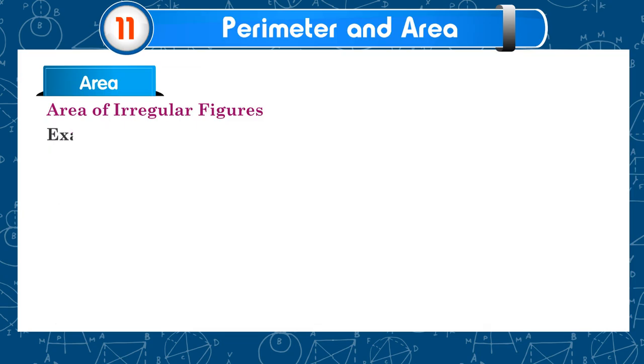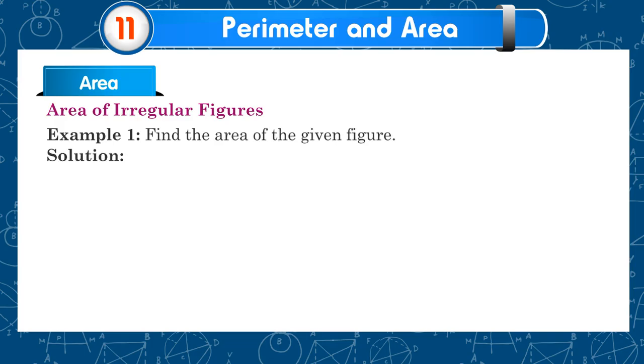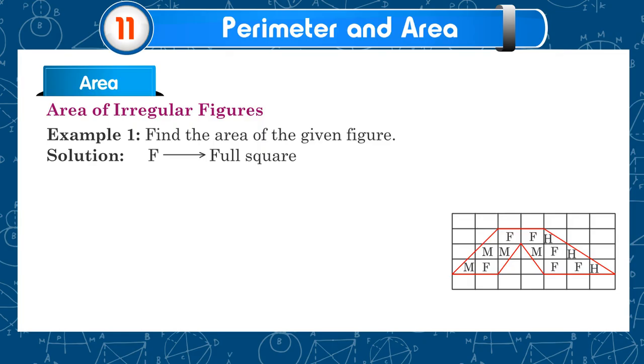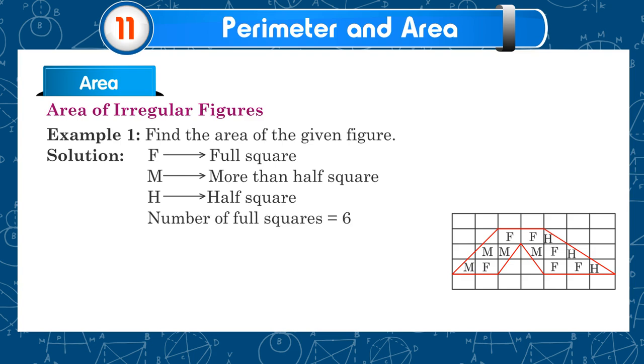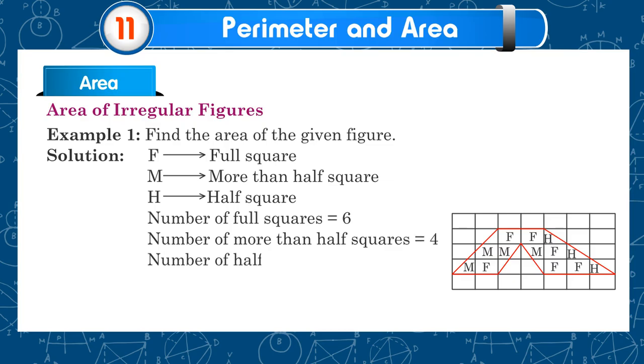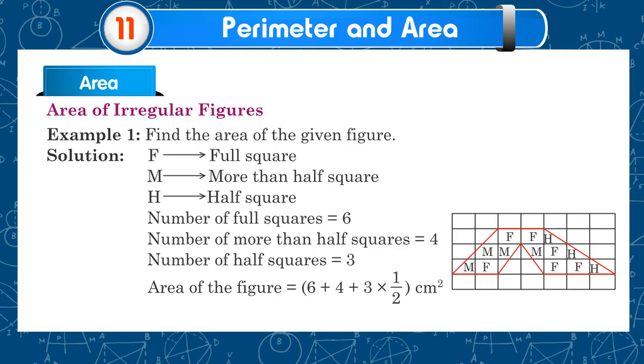Example 1. Find the area of the given figure. Solution. F is the full square, M more than half square, H half square. Number of full squares is 6. Number of more than half squares is 4. Number of half squares is 3. Area of the figure is (6 + 4 + 3 × 1/2) centimeter square. That is equal to 10 plus 1.5, which is 11.5 centimeter square.